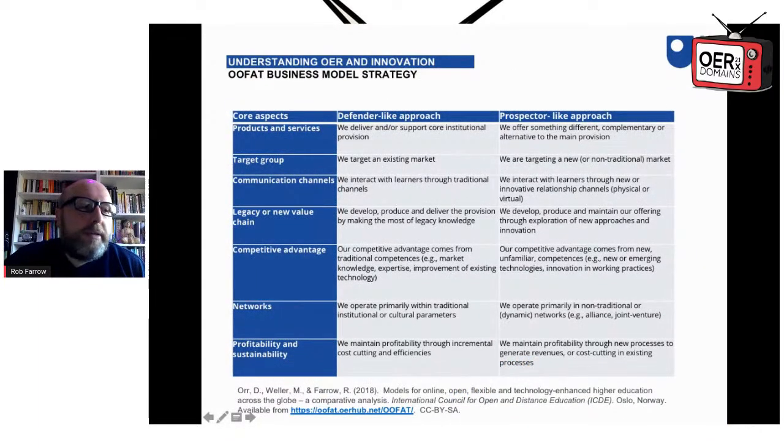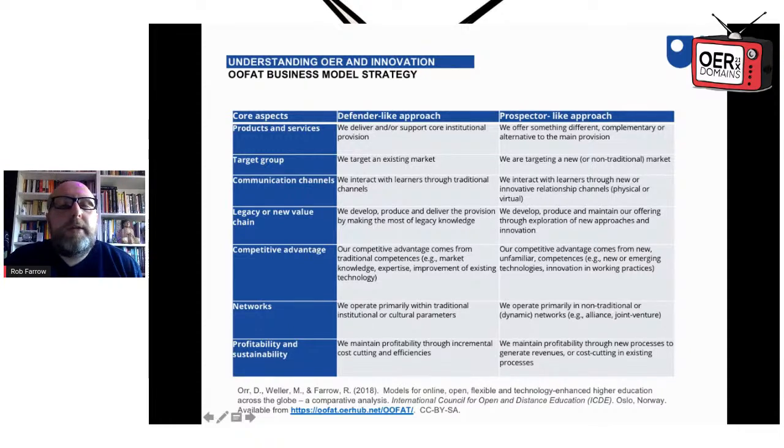On the business model side, I'm going to be drawing on some work from a couple of years ago on the UFAT project. That's Open, Online, Flexible and Technology Enhanced Models. We did some work where we did surveys around the world to try and understand how provision differed in different countries and different institutions.